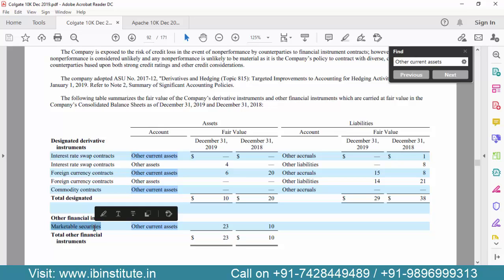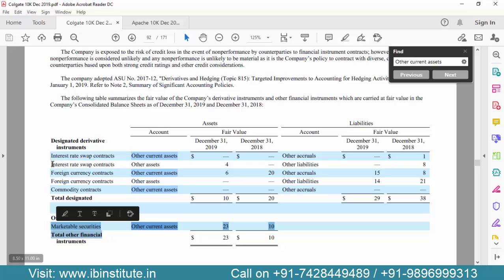So if we make the model of this company, what we will do, we will bring marketable security out of other current asset and put it separately. So marketable security will remain 23, and whatever is the amount of other current asset, that will be reduced by 23. So total current assets will be same, but other current assets will be reduced by 23 because marketable security will be written outside other current asset and it will be forecasted separately. But other current asset will remain constant in the future.